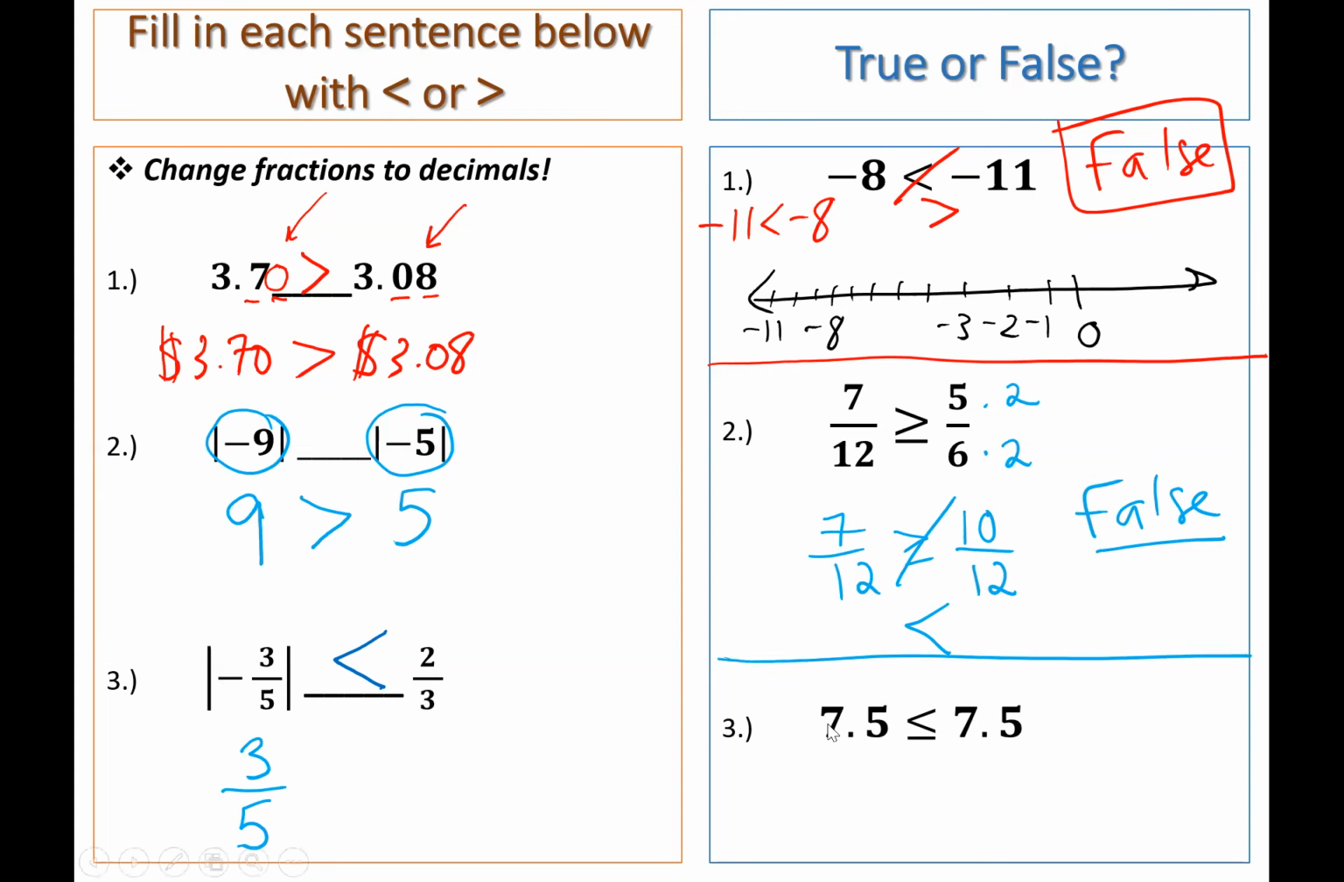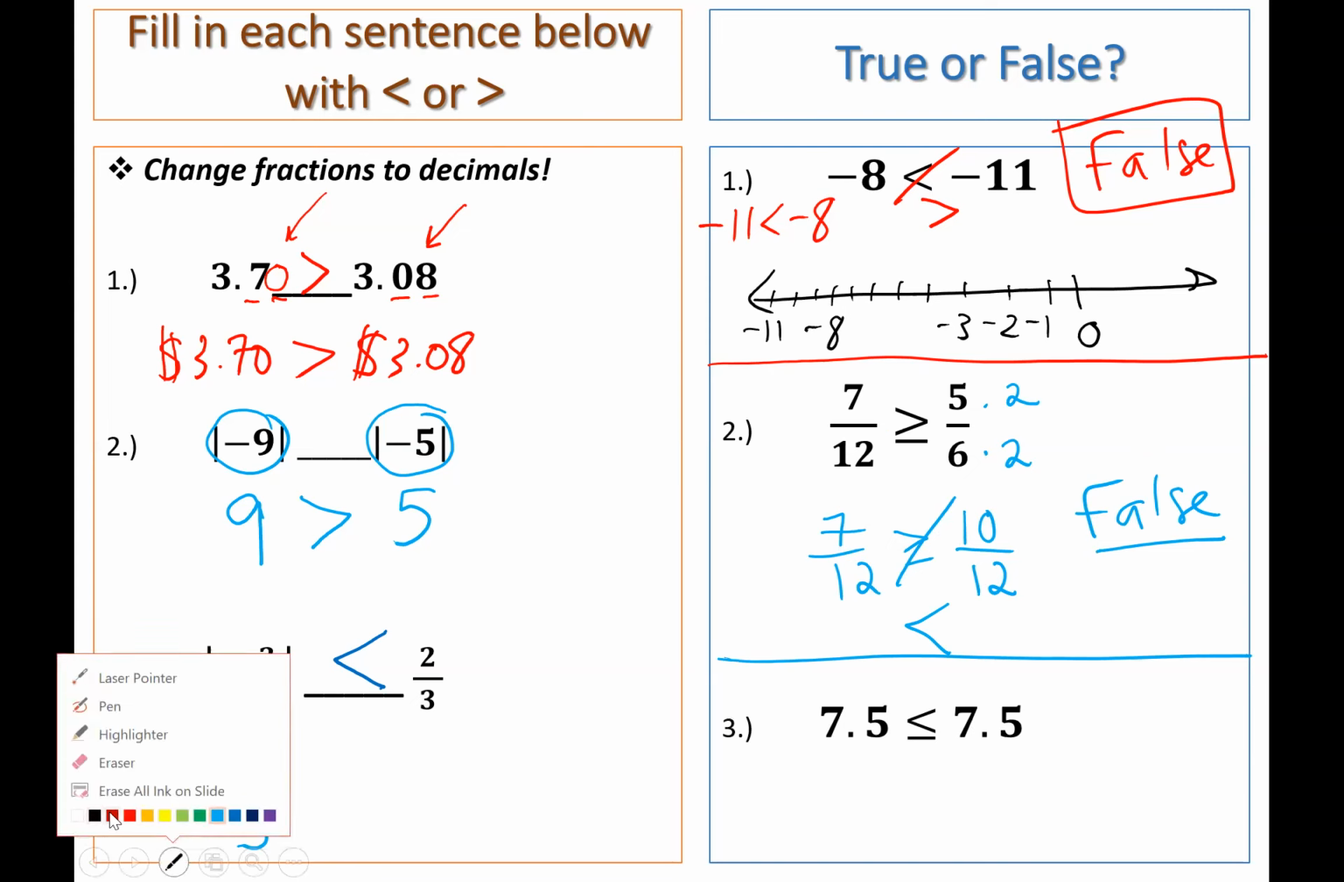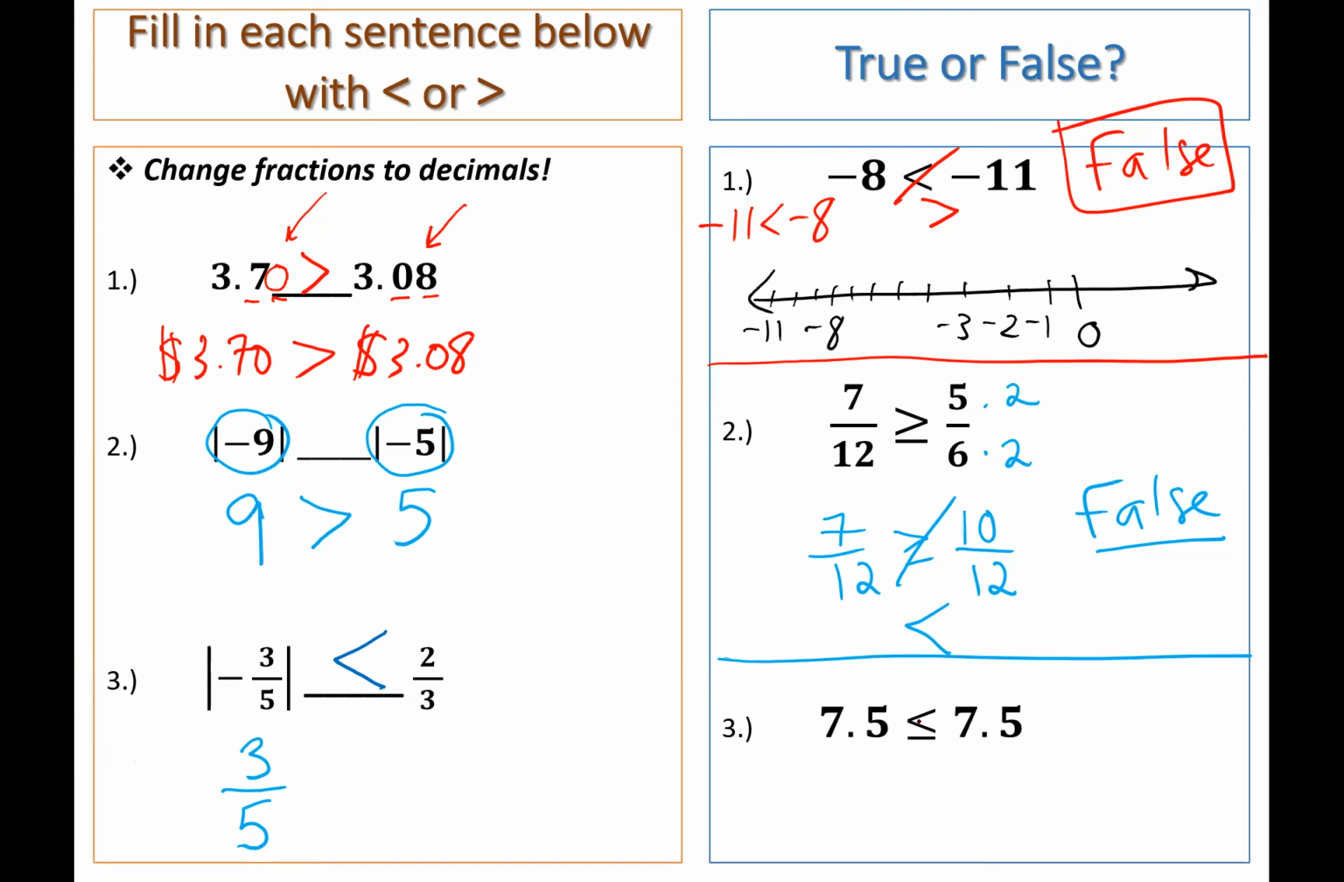Number 3, 7.5 is less than or equal to 7.5. So 7.5 is actually equal to 7.5. Those are literally the same number. Because this symbol does have a line underneath it, we would say this is true, because yes, 7.5 is equal to 7.5. It's less than or equal to. Obviously it's not less than, but it is equal to. So we would say true, because of the equals.